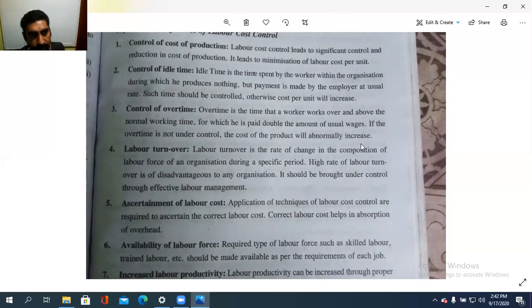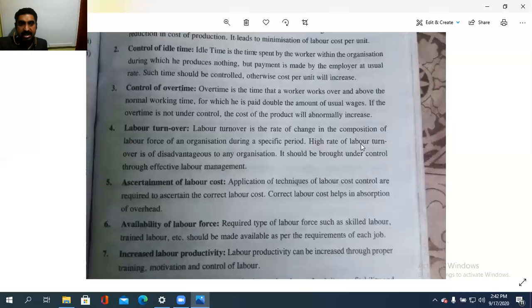So high rate of labor turnover is a disadvantage to any organization, as it should be brought under control through effective labor management. So labor turnover also should be reduced to the minimum. So in such a case, what is the labor turnover? The rate of change in the composition of the labor force in an organization during a specified period. That is the labor turnover.